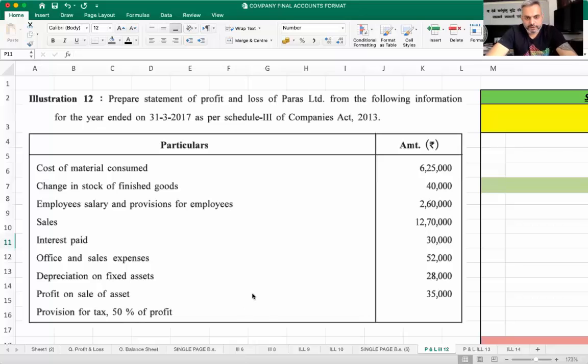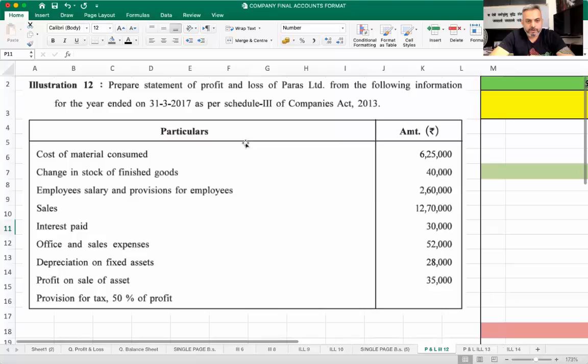Okay, so illustration 12. Prepare statement of profit and loss of Paras Limited from the following information for the year ended on 31/3/2017 as per Schedule 3 of Companies Act 2013. So your cost of material consumed, change in stock of finished goods.